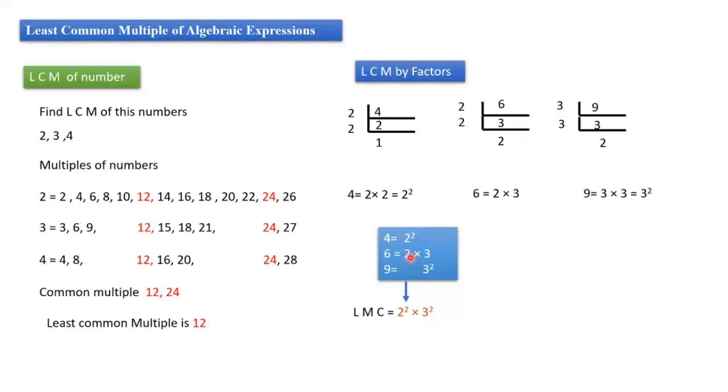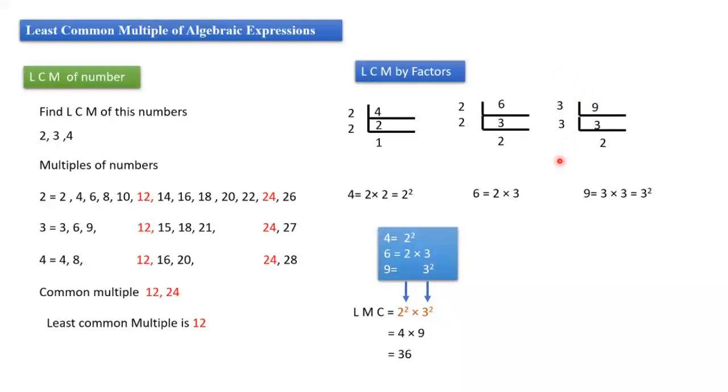For the factor 2, what is the highest order? Look at this: you have to consider the highest order, 2 to the power 2. For the factor 3, what is the highest order? 3 to the power 2. So you have to consider the highest order of each number. Then 2 to the power 2 is 4, and 3 to the power 2 is 9. Your final answer is 36. You can go this way also: think about the multiples of 4, the multiples of 6, and the multiples of 9. Then you can figure out the least common multiple of these three numbers.